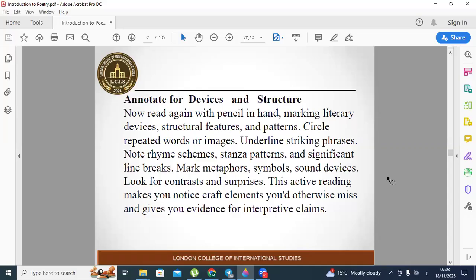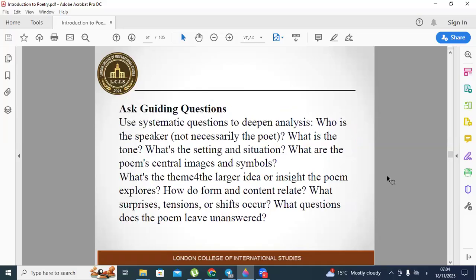Identify and label metaphors, symbols, and sound devices like alliteration or assonance. Look for contrasts: light versus dark, loud versus quiet, hope versus despair. Note surprises, moments where the poem shifts direction or tone. This active reading makes you notice craft elements you would otherwise miss and gives you concrete evidence for interpretive claims later. Now let's go to ask guiding questions.